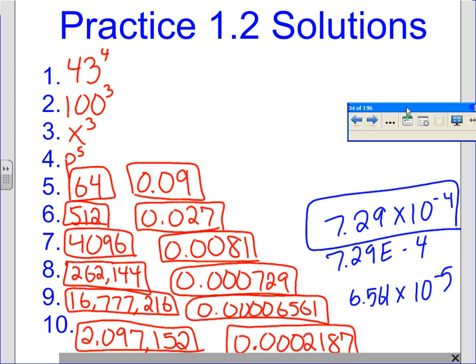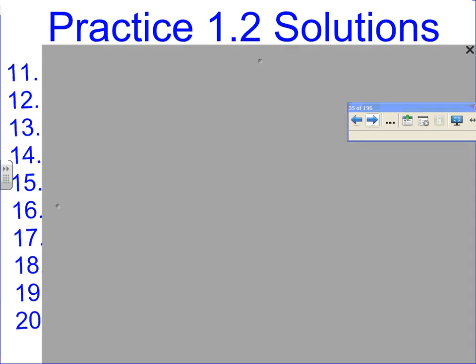Okay, number 10, 2,097,152 is the first answer. Second answer, 0.0002187. What would the scientific notation be for number 10? Emma M. Good. So 2.187 times 10 to the negative 4th. And if you don't know that yet, that's not something that you need to know for this chapter, but we would talk about it. Okay, let's go over 11 through 20, and then I'll come back to any questions you have.